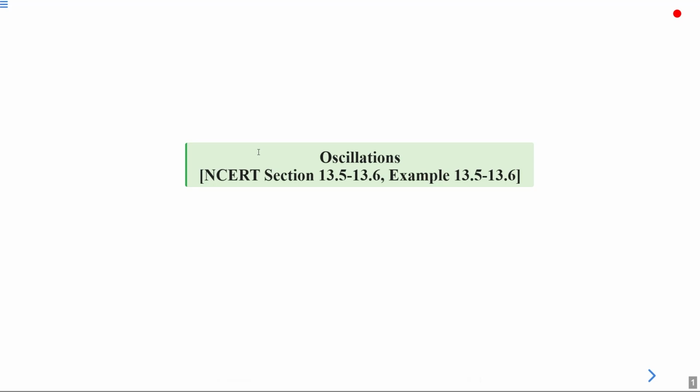Hello students, in today's lecture we are going to learn about oscillations, NCERT section 13.5 to 13.6. We will also solve examples from 13.5 to 13.6.